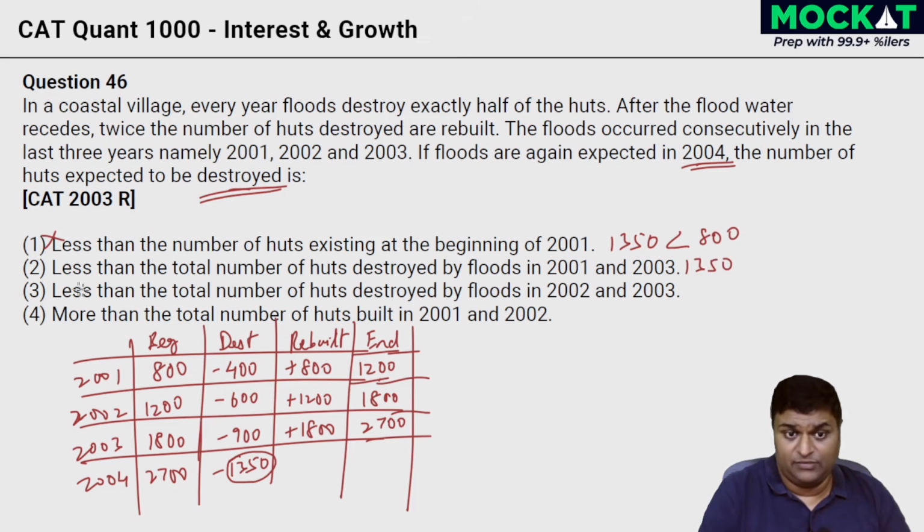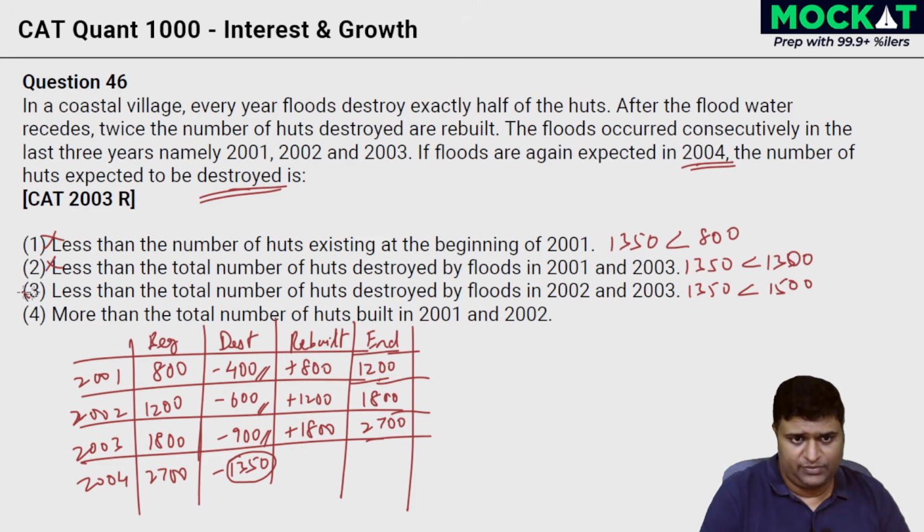The question asking, is 1350 less than total number of huts destroyed by the floods in 2001 and 3? 1 and 3 put together, 400 and 900 over here. Is this less than 1300? 1350 less than 1300? Definitely not. It's bigger. It's 1350, once again less than the total number of huts destroyed by the floods in 2 and 3 combined. That is 900 and 600 combined. That's 1500, which is true, right?